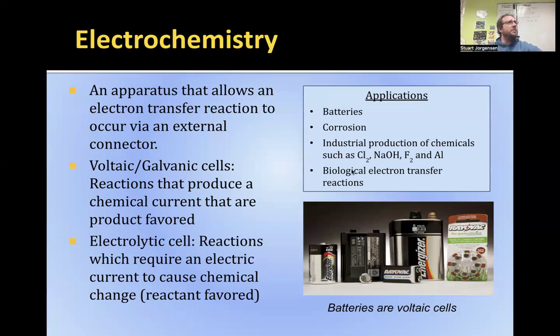And then your biological electron transfer, I believe that's your sodium potassium pump, yeah. Or your electric eels. These are all voltaic processes. Anyway, got the terms. Voltaic, galvanic, spontaneous, electrolytic, non-spontaneous.